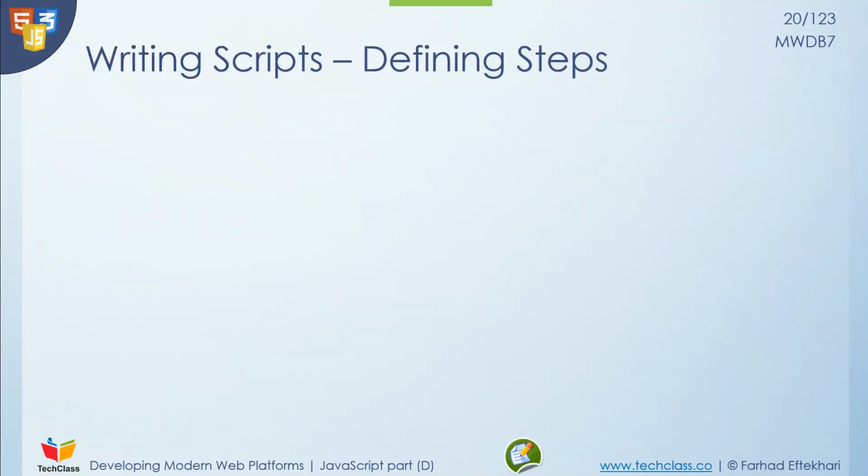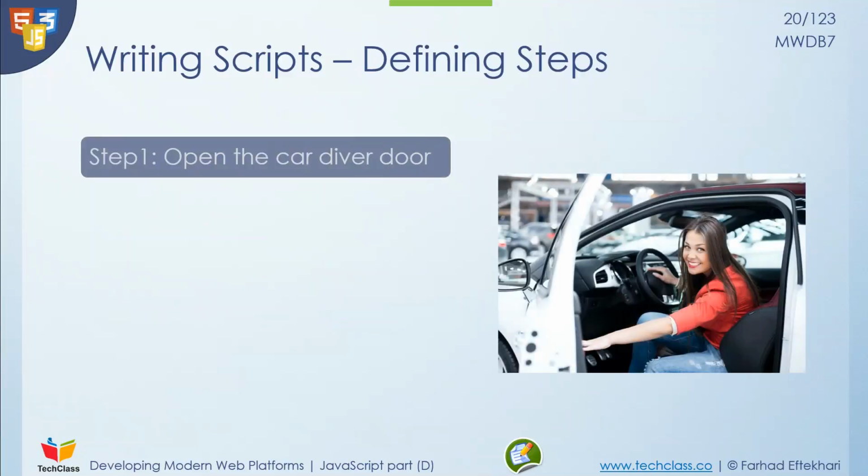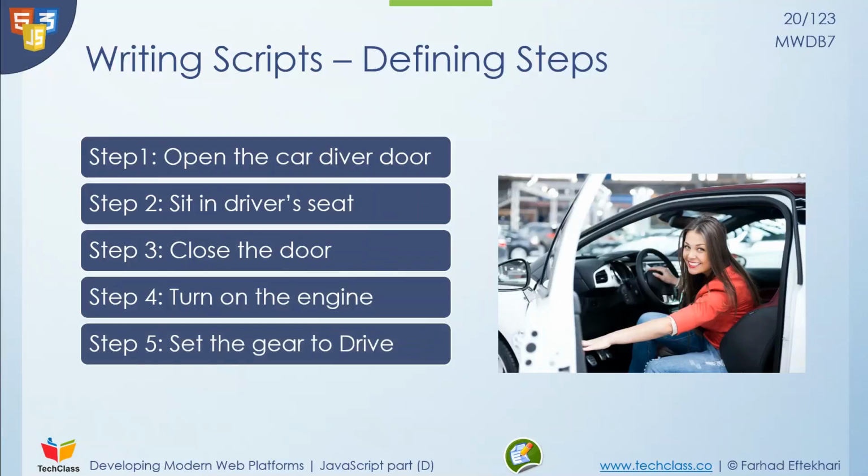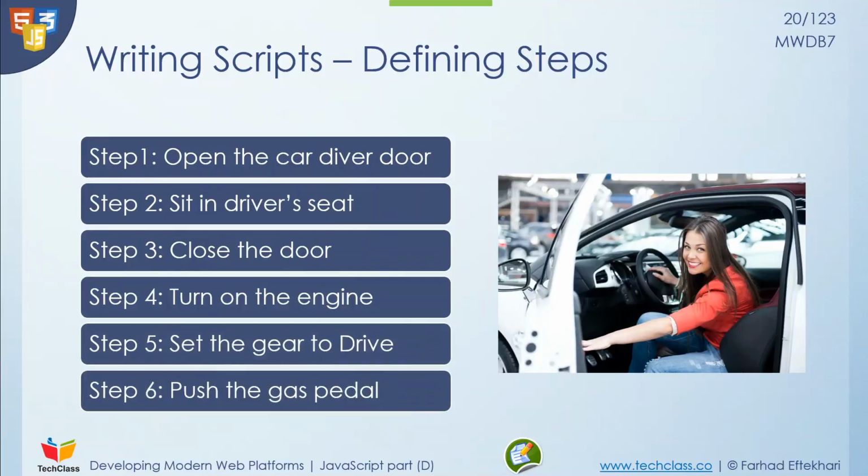When you want to write a script, you need to define the steps. For instance, you need to tell a human to drive. You need to first, as step one, open the car driver door, sit in the driver's seat, close the door, turn on the engine, set the gear to drive, and push the gas pedal as a sixth step. But if it's a human, you usually just tell them, go and drive. If you want to tell that to a robot or program or computer application, it's a simplified example, but you need to come up with the specific steps in order to make that task done.